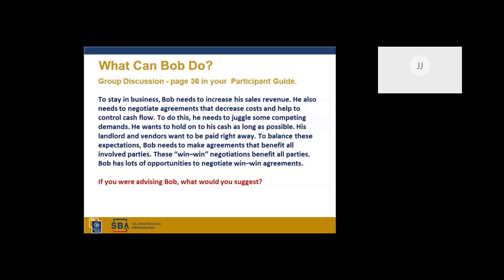Okay, so as we can see, obviously to stay in business, Bob has to increase his sales revenue, needs to negotiate agreements to decrease his costs, and help control his cash flow. We know that. His cash flow is projected to be negative. He's juggling some competing demands, right? Every small business owner knows how that goes. He's trying to hold on to his cash as long as possible. He's got landlords and vendors that want some of his money. He's got to balance these expectations and really wants to negotiate win-win situations to continue to operate his business, right? So what would you suggest?